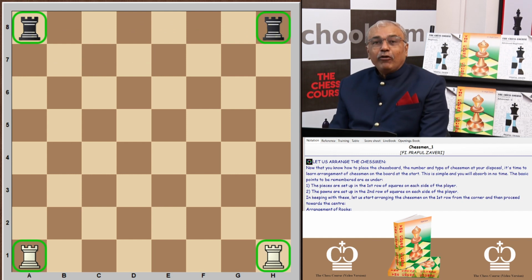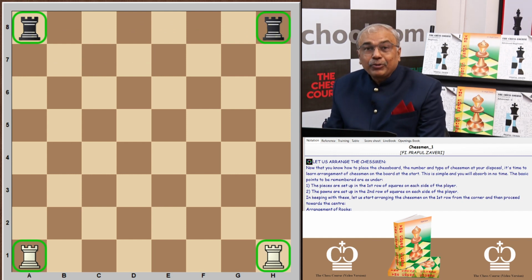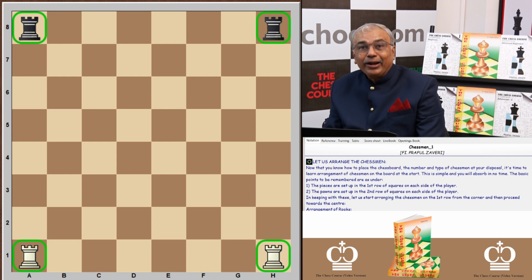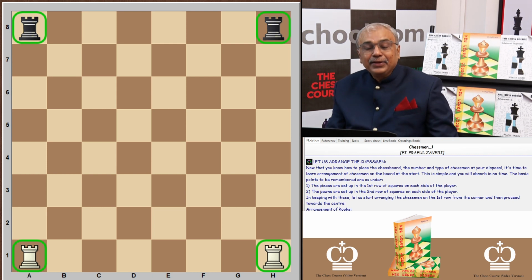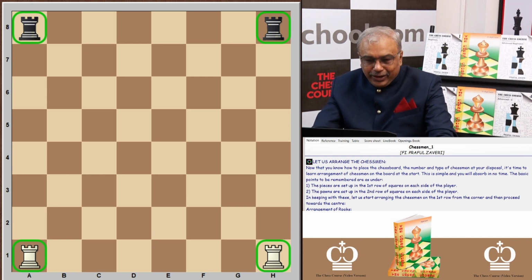So each of the rooks will occupy the corner squares. Accordingly, the player with white pieces will place his rooks on the 2 available corner squares on his left and right hand side. The player with black pieces will also place both his rooks similarly. So you can see here that white has placed his 2 rooks on the 2 available corner squares. Similarly, black has placed his 2 rooks on the corner.